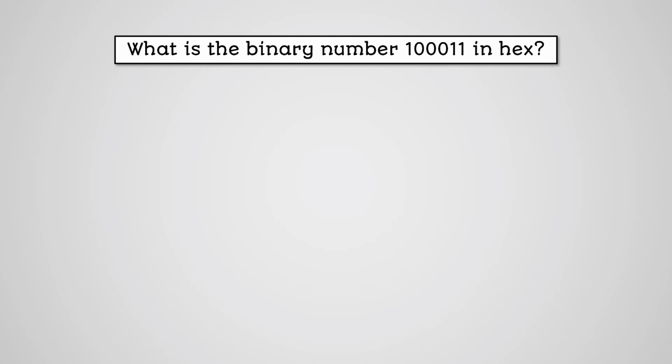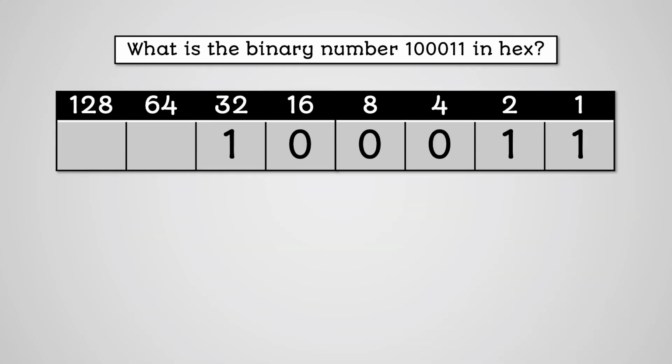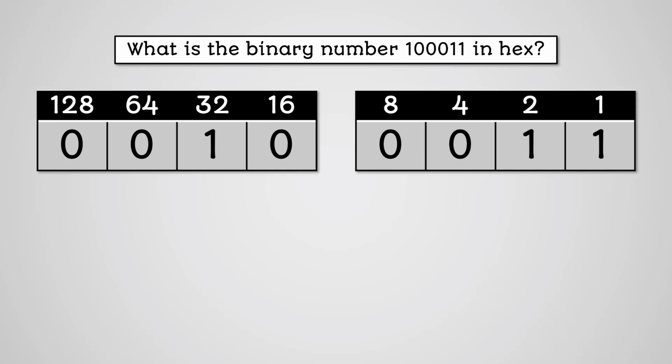Let's take the binary number 100011. What we need to do is turn these 6 bits into 2 4-bit nibbles. This means we'll need to add 2 zeros to the left of this number. Now let's split this into 2 separate nibbles and treat them as 2 separate binary numbers. We can then convert these 2 numbers easily into hexadecimal by adding up the column values that have 1s in them, just like we do in binary to decimal conversion.